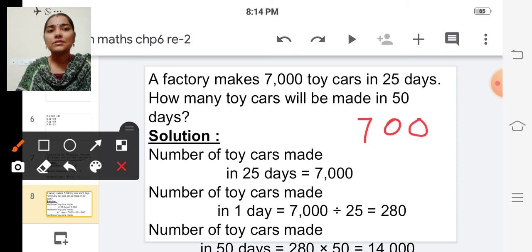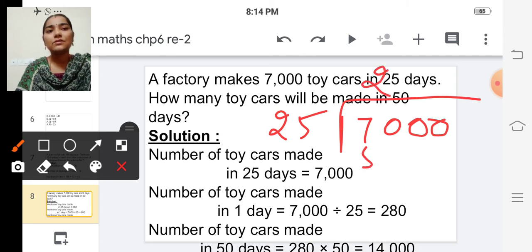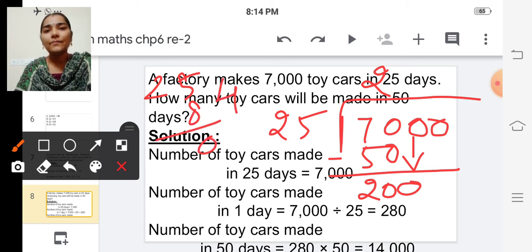So shall we divide 7,000 by 25. So 25 twos are 50. 25 threes are 75. So we cannot take 3 times. So we can take 2 times. So 50. If we subtract, we will get 20 and bring down this 0. Okay. And 25 8s, 8 5s are 40. Remaining 4 and 8 2s are 16. 16 plus 4 is 20. So exactly 8 times will go.